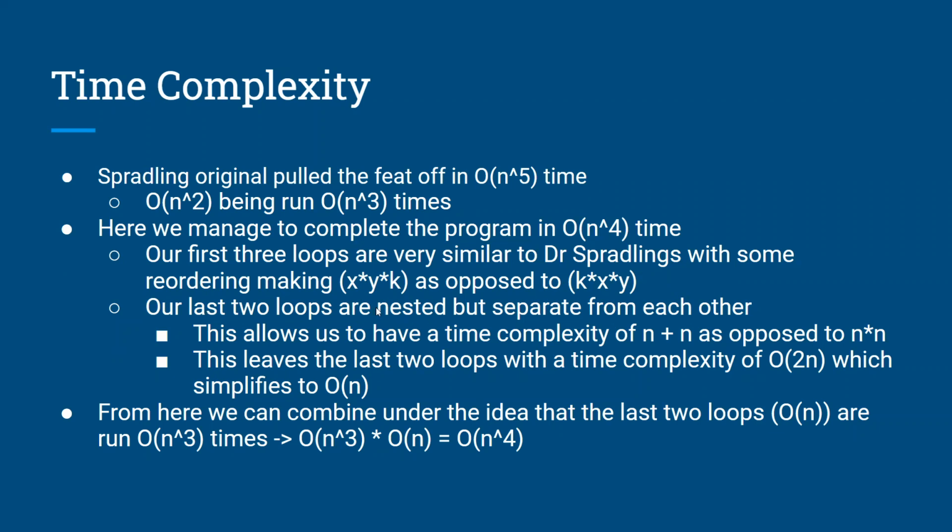And the last two loops, excuse me, are nested in the original three, but are separate from each other. They're not nested inside of each other. This allows us to have a time complexity of n plus n for that portion, as opposed to n times n like in Dr. Spradling's. Now this leaves the last two loops with a time complexity of big O of 2n, which simplifies to big O of n. Now from here we can combine under the idea that the last two loops, big O n, are run big O n cubed times. So simply put, we have big O n to the 4th.